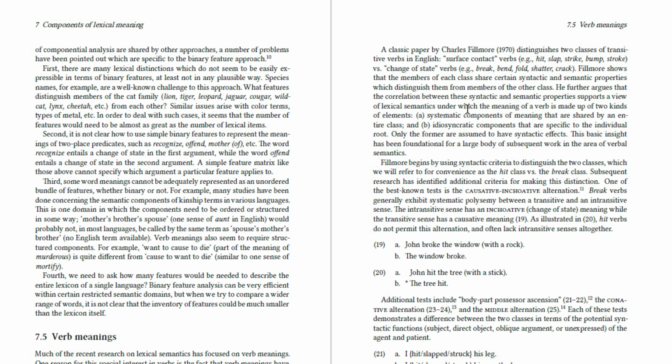We have to understand that it's systematic components of meaning that are shared by an entire class. That's called systematic components for the verb. It means if I hear the verb itself for the first time, I will know it means something. If I say go, no one can tell me go means stay. Go means you have to move. So that's called systematic components.